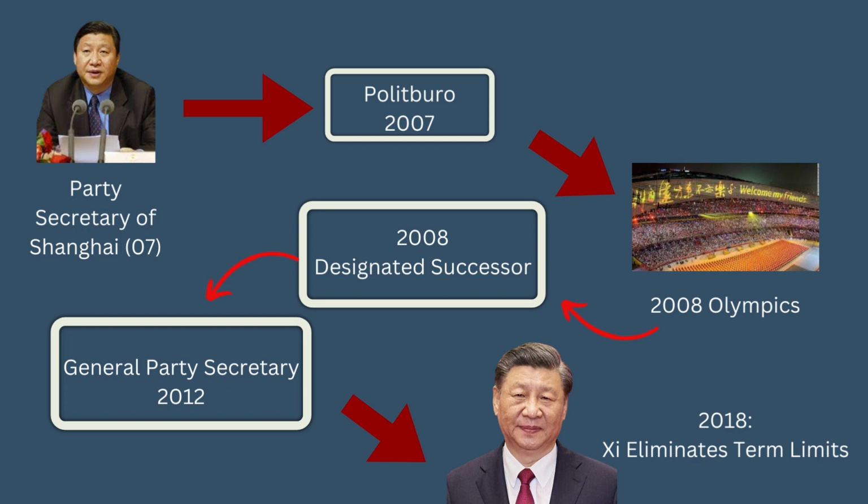Then in 2018, Xi Jinping eliminated term limits, meaning, at least for the foreseeable future, there is no indication whatsoever that Xi Jinping is going to step down, making him effectively the entirety of the Chinese government.